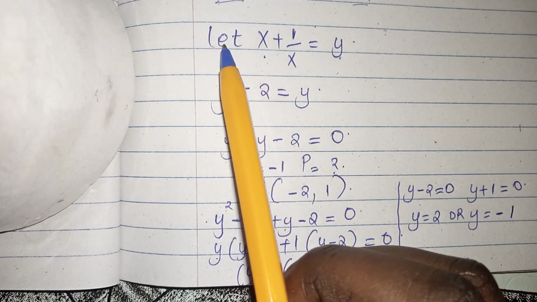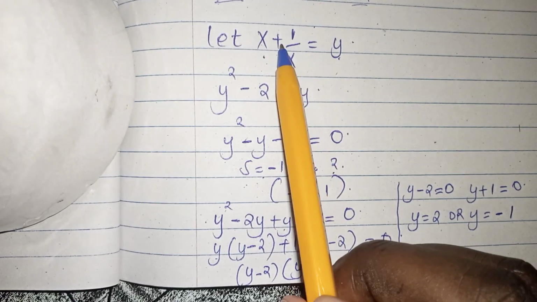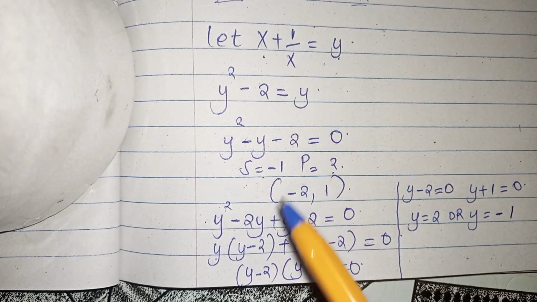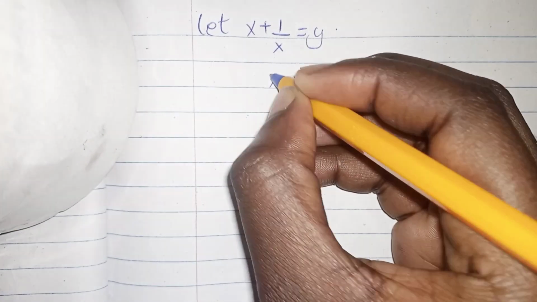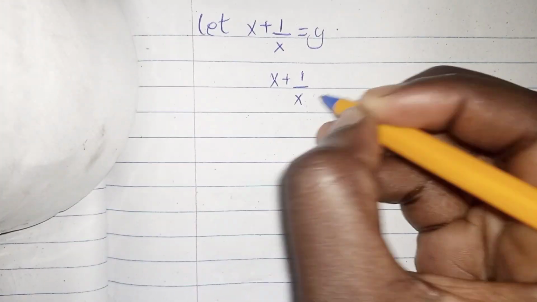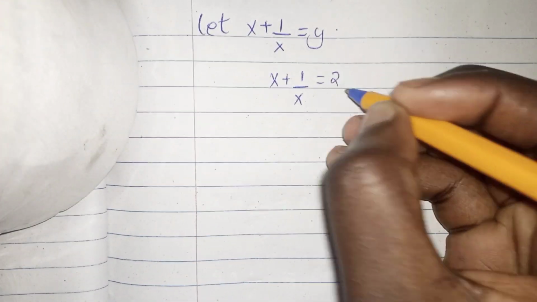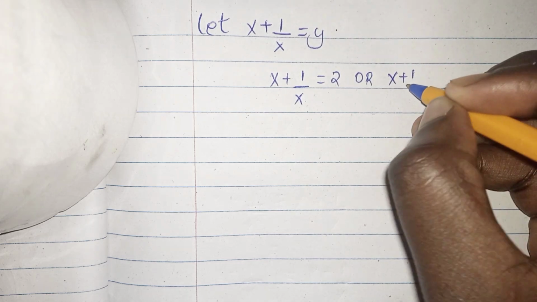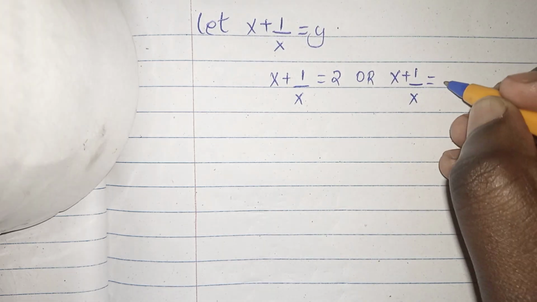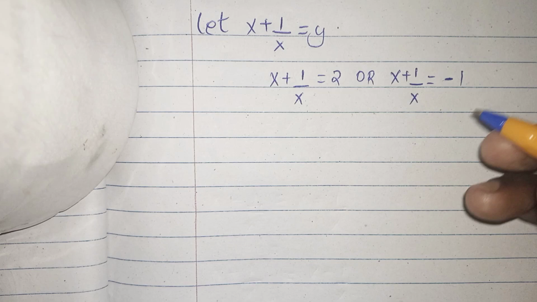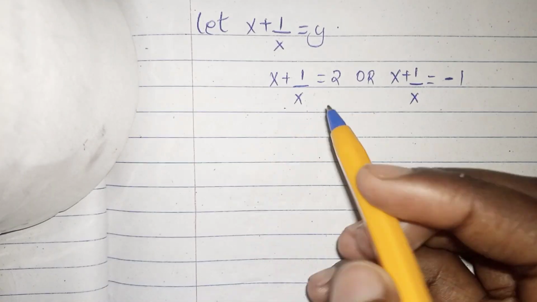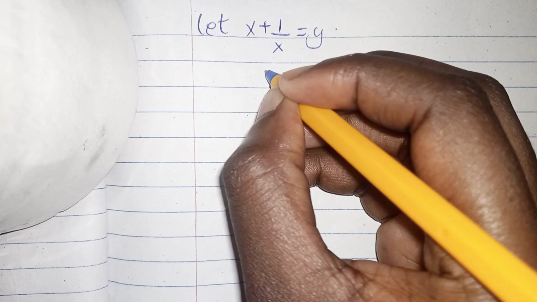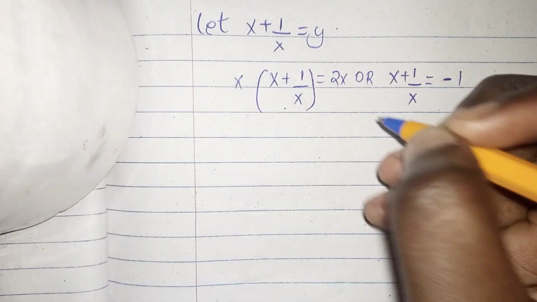But earlier on we had said let x plus 1 over x is equals to y. So let us now get the value of x. So x plus 1 over x is equals to y, which is 2, or x plus 1 over x is equals to y, which is negative 1. So let us now get the value of x here by multiplying both sides by x. So here by x and here by x.